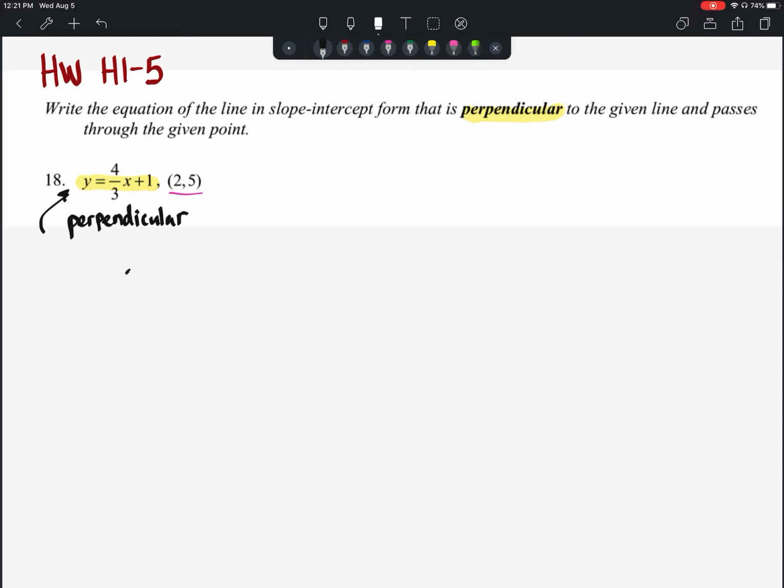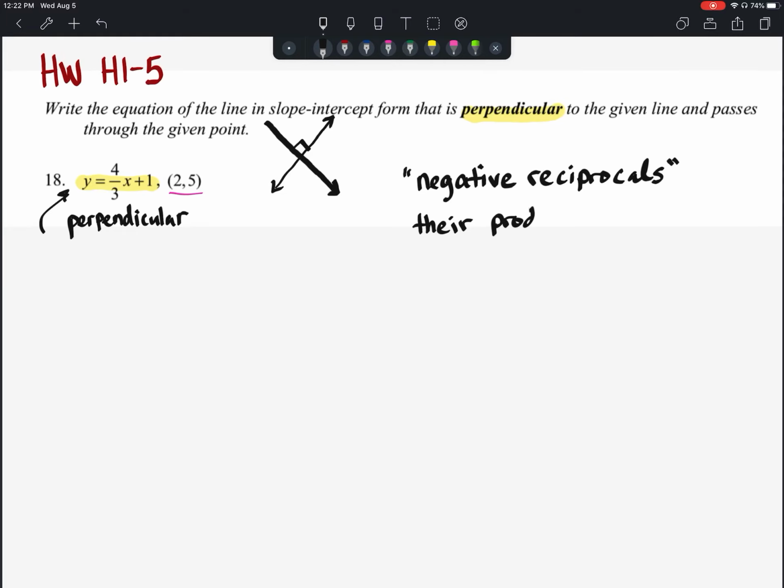So remember, with perpendicular slopes, right? Two things that are perpendicular, if I had a line that was going this direction and I had a line that was perpendicular to it, it has to come down kind of in the opposite direction so that they form a right angle. Two lines that are perpendicular have slopes that are what we sometimes refer to as negative or opposite reciprocals. Or their product will always be -1.